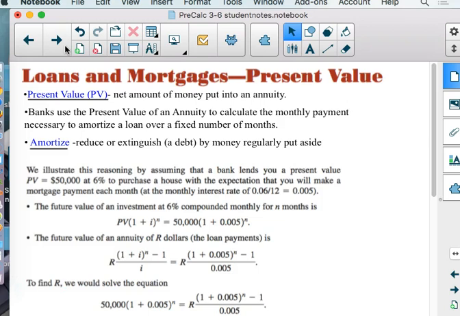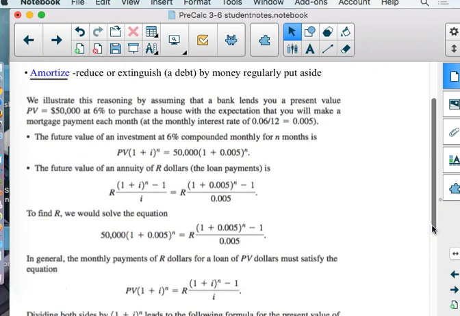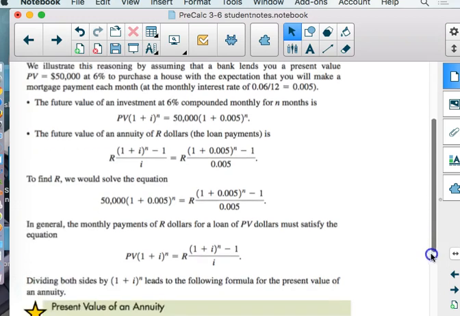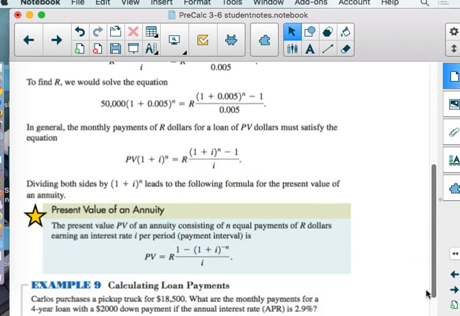Now, the future value of that investment can be found by taking the present value and multiplying that times what interest you would accumulate on that. And the future value of the annuity, we just studied this formula, will look like this. So in order to work this out so that they get the money that they're supposed to get, and you are making your monthly payments, we need these two to equal each other. What it would be worth, and then your payments in the future of what they would be. So in general, the monthly payments of R dollars for a loan with present value, PV dollars, must satisfy this equation. And it looks awful. It really does.